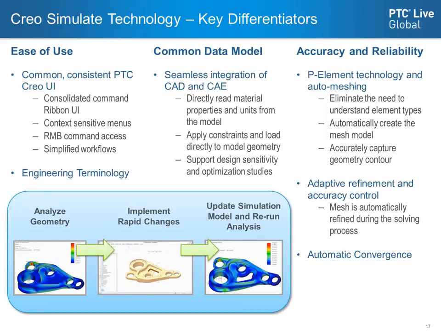The P values range from 1 to 9, and it will change each element pertaining to where the high stresses are, automatically for you. So this is the idea of adaptive refinement capabilities. And then as a result of that, it's going to converge on a solution.